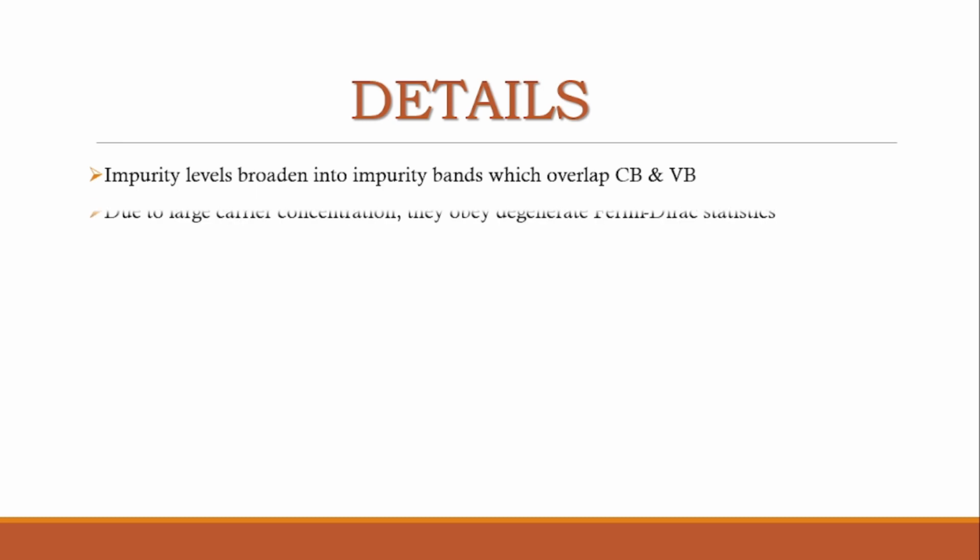So as such, the impurity levels broaden into impurity bands which are going to overlap, which means there is overlapping of the conduction band as well as the valence band. And here the carrier concentration is very large, so that the electrons and holes are going to obey degenerate Fermi-Dirac statistics. And the Fermi level, which we write as EF, lies in the bands themselves.